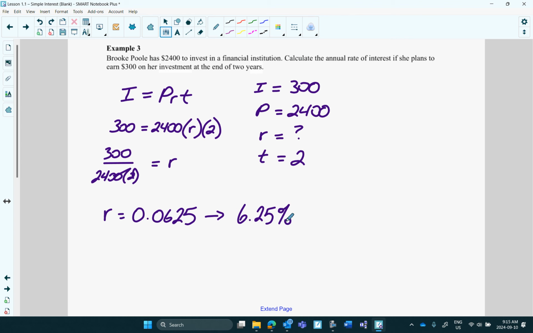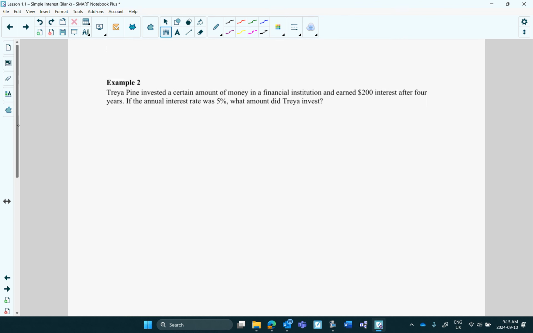Okay, now I'll jump back to example 2. Why the smartboard does, whenever I click the next page, it always goes to the bottom of the next page. It's weird.